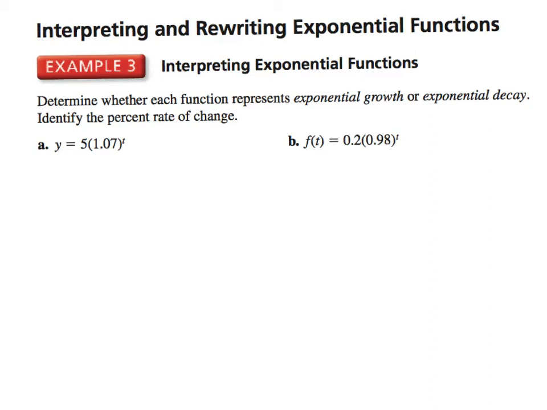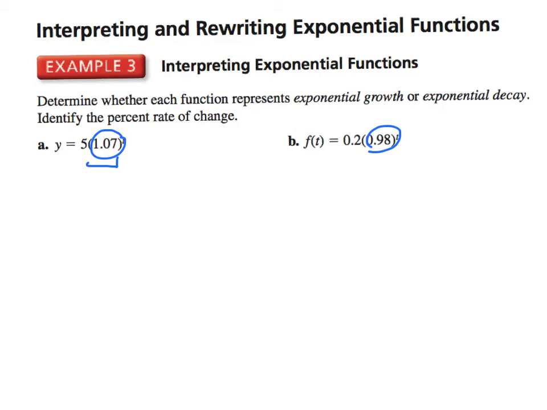So we're going to determine whether each function represents exponential growth or decay and identify the percent rate of change. Now I'm hoping this becomes really easy for you. This should require no work. If we look inside and this number is bigger than 1, remember, growth is when you add something to 1. Decay is when you subtract something from 1. So if the number is bigger than 1, it's growth. If it's less than 1, it's decay.